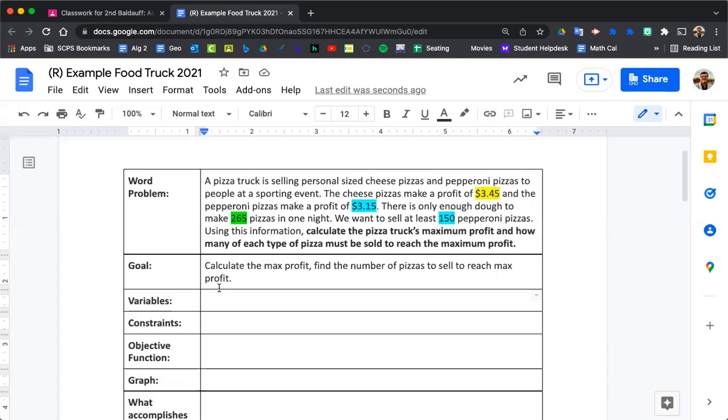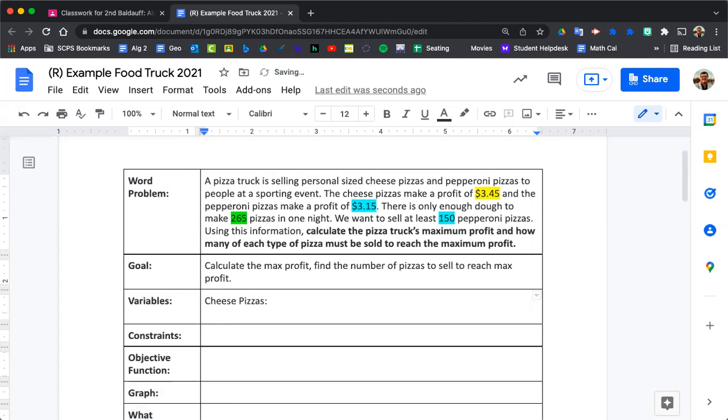So the two variables that we're working with are cheese pizzas. Oops, misspelled cheese. Whoops. So cheese pizzas. And we also have pepperoni pizzas.